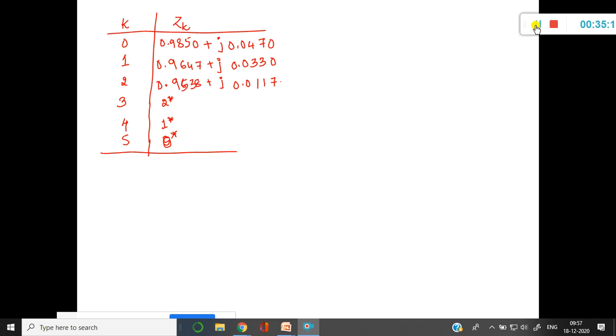examples on similar lines. I hope you got these two in this class. If you have any doubt, please let me know. I'll come back to the chat room.